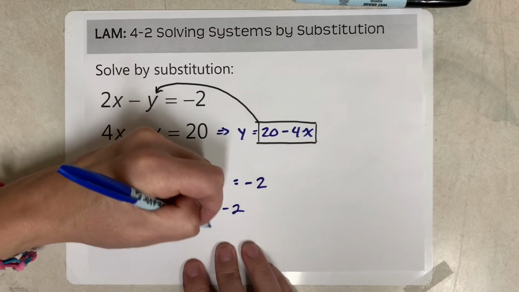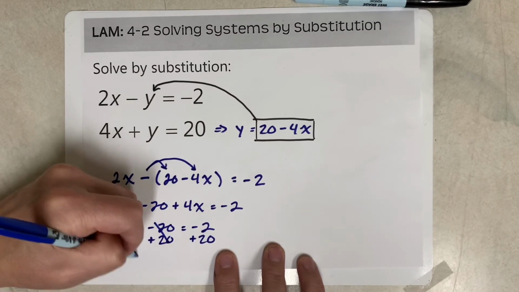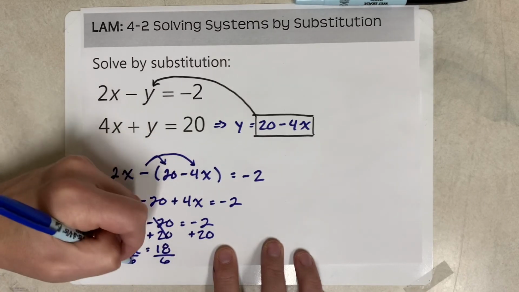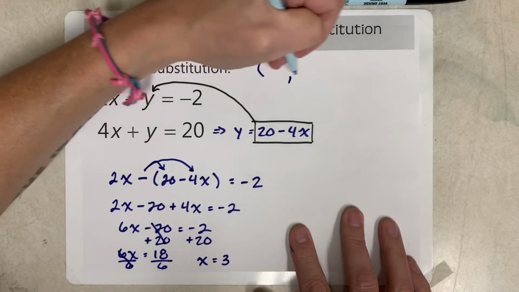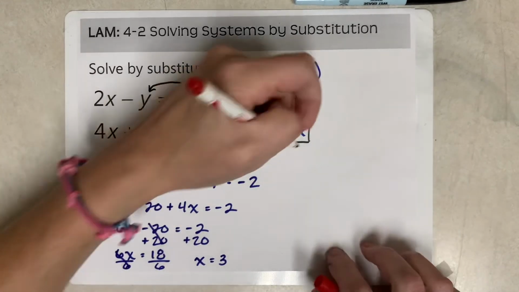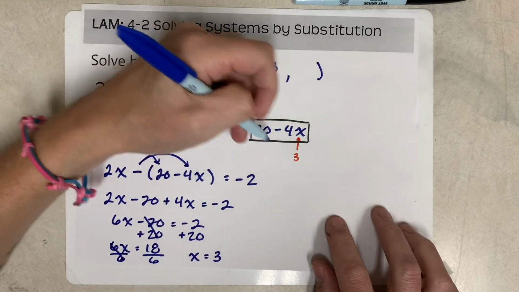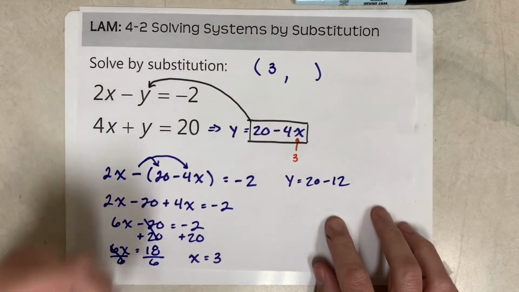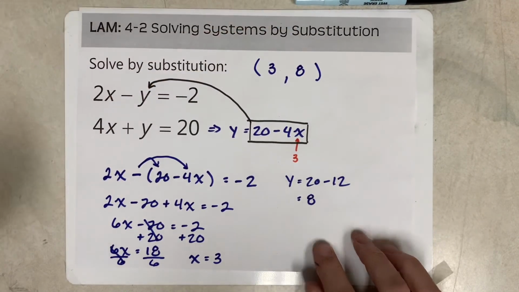2x and 4x make 6x. Minus 20 is equal to negative 2. Add 20. 6x is equal to 18. Divide by 6. And it looks like x is equal to 3. So wherever these two lines meet, the x coordinate is 3. Well, if x is 3, y then is going to be 20 minus 4 times 3, or 12. And 20 take away 12 is 8. And so the y coordinate is 8.